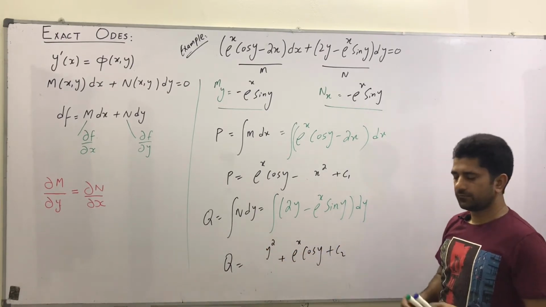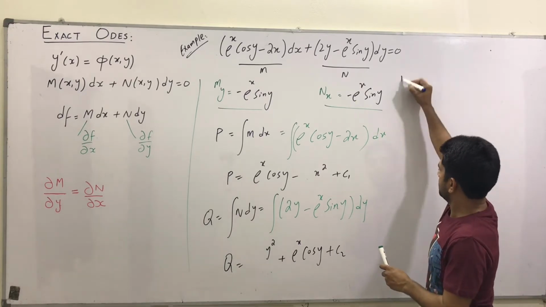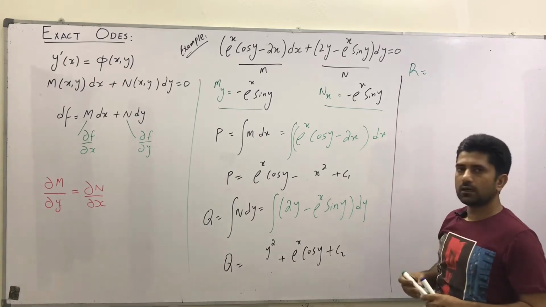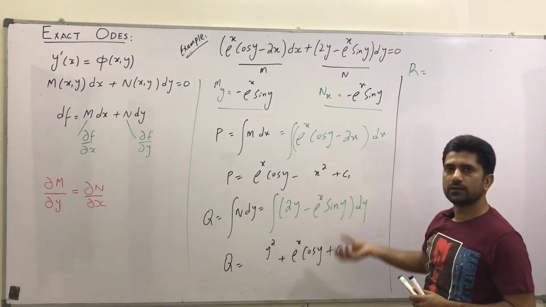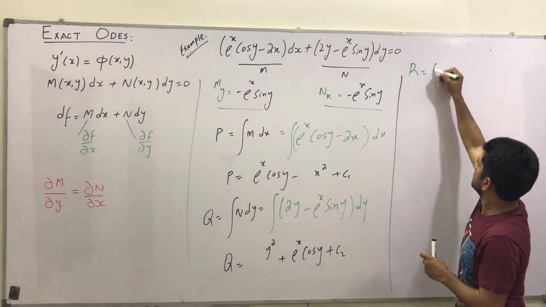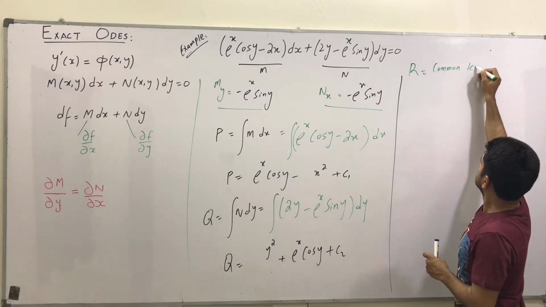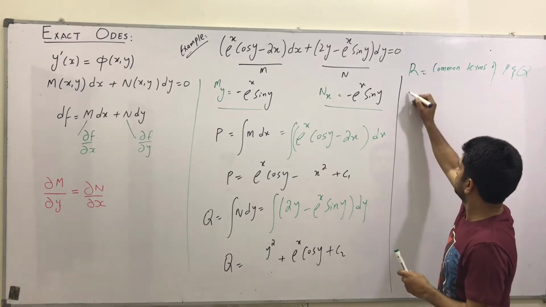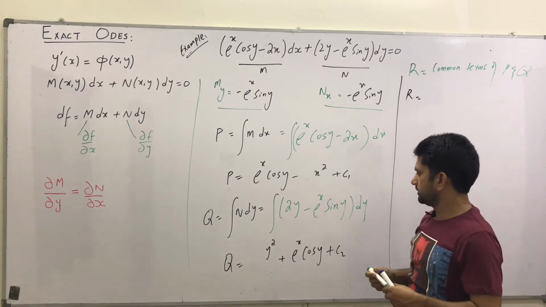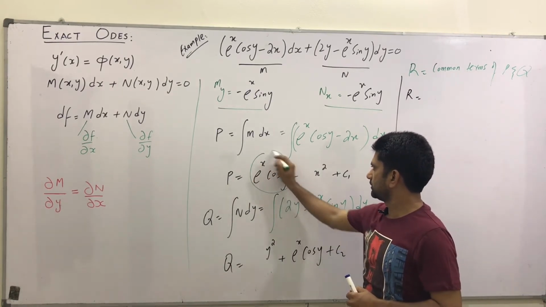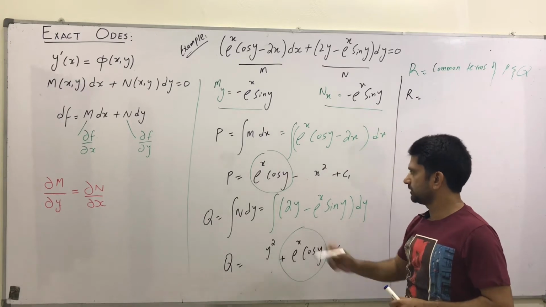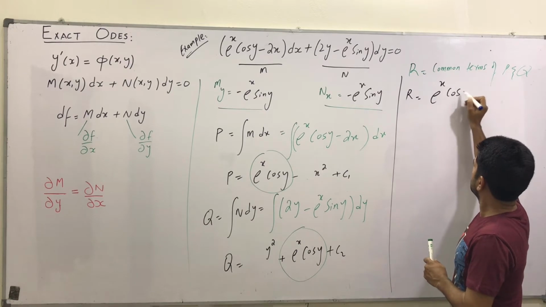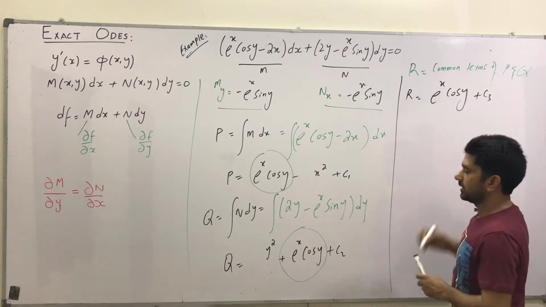Now in the next step we find R. R is the common terms of P and Q. So the common terms of P and Q, we see the common terms are e to the power x cos y and e to the power x cos y. So R will become e to the power x cos y plus any constant.